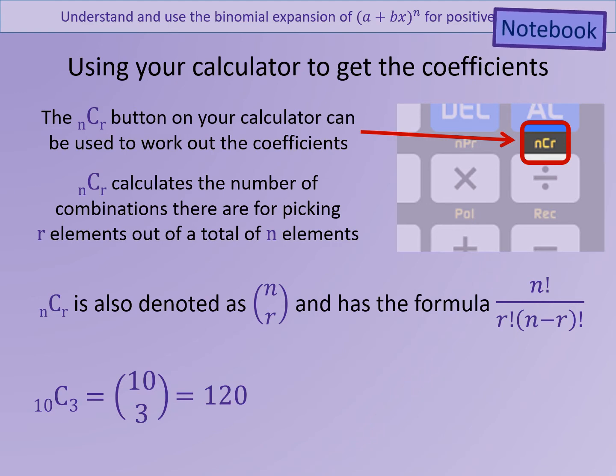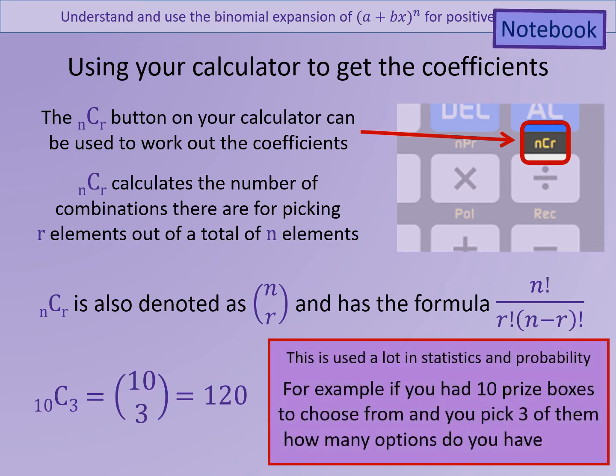If I was using the formula to work out this value, then I would be working out 10 factorial on the numerator, and then I would be working out 3 factorial times 7 factorial on the denominator. So that's quite nice because that gives you an idea of what these numbers should be if you were working them out using your calculator, or if you were using the formula to work out this value by hand.